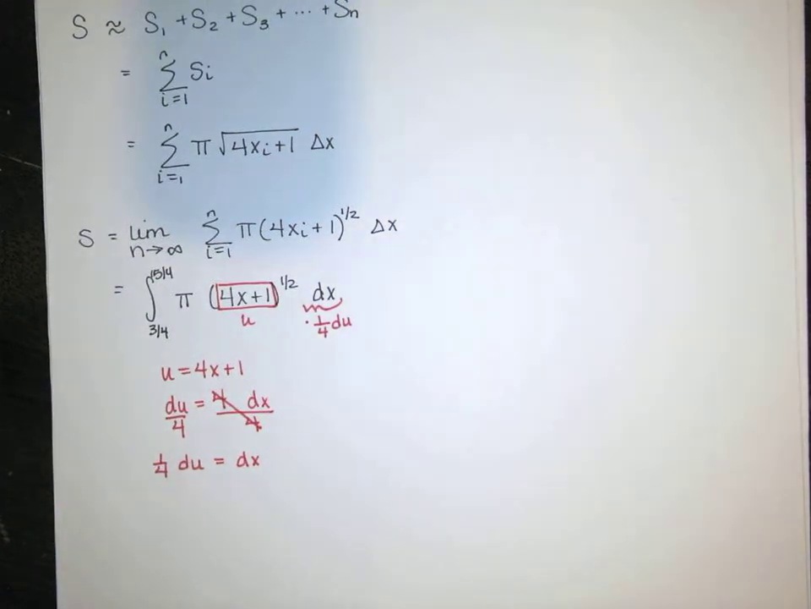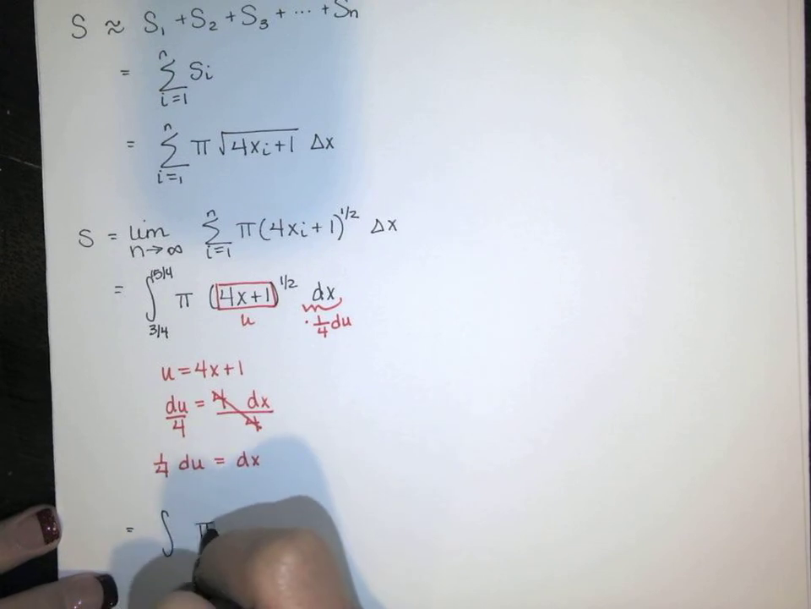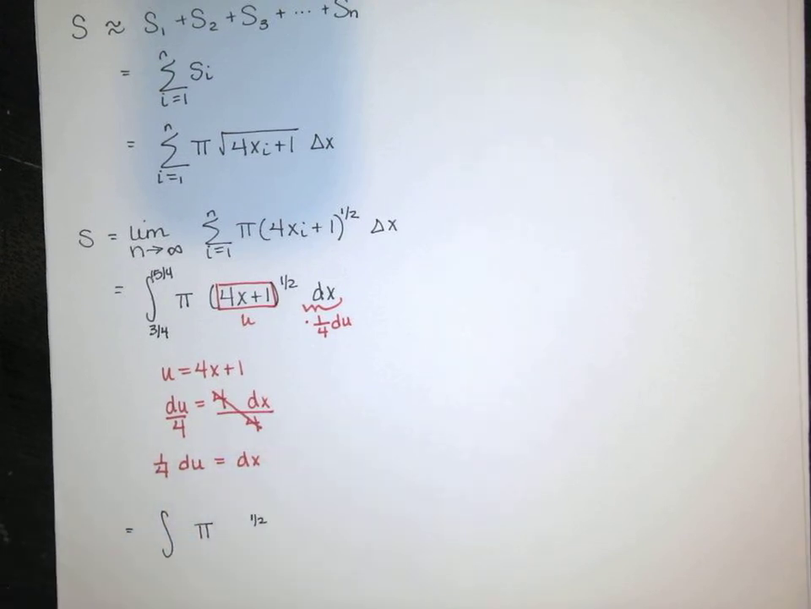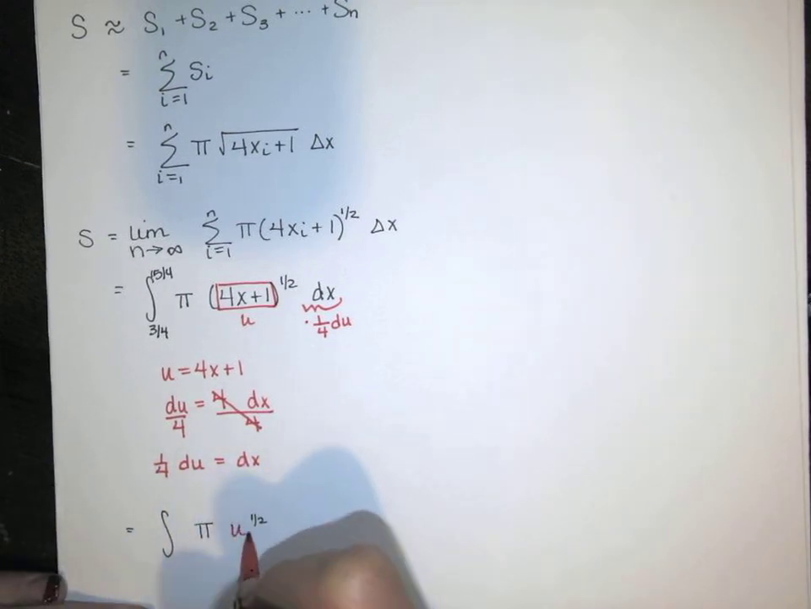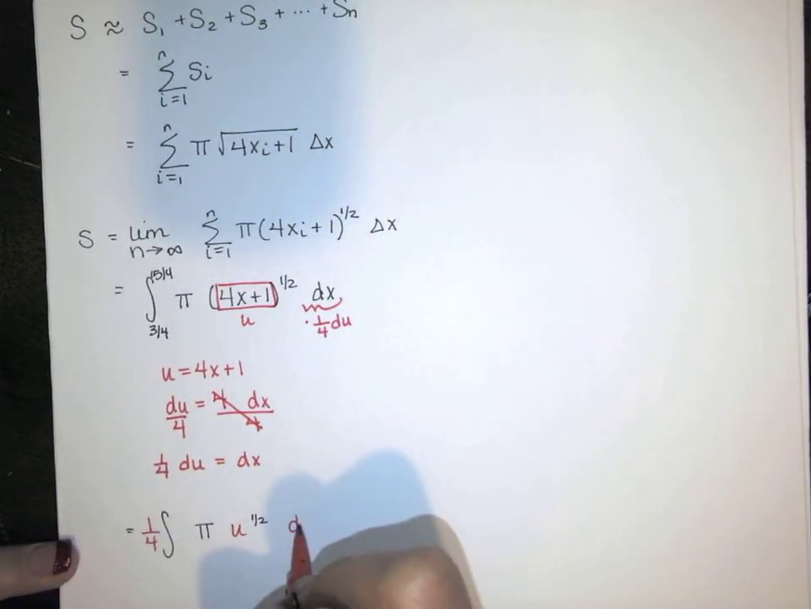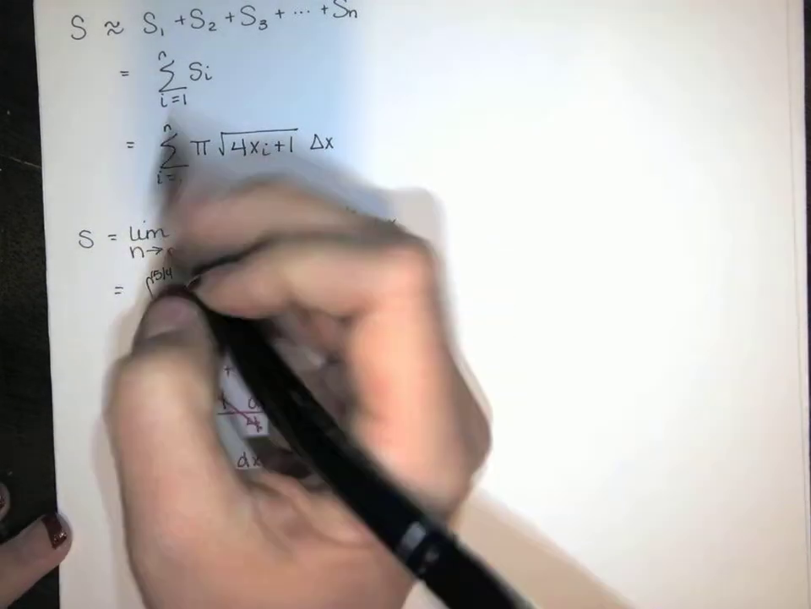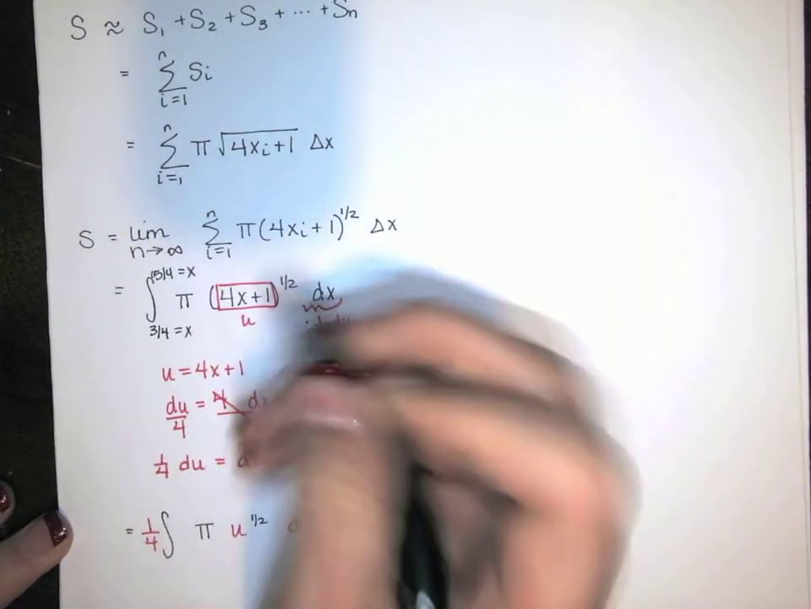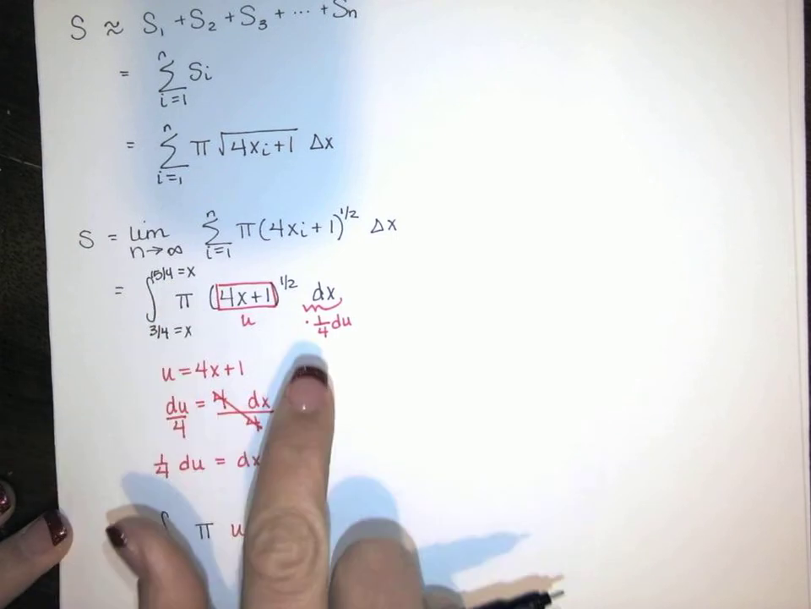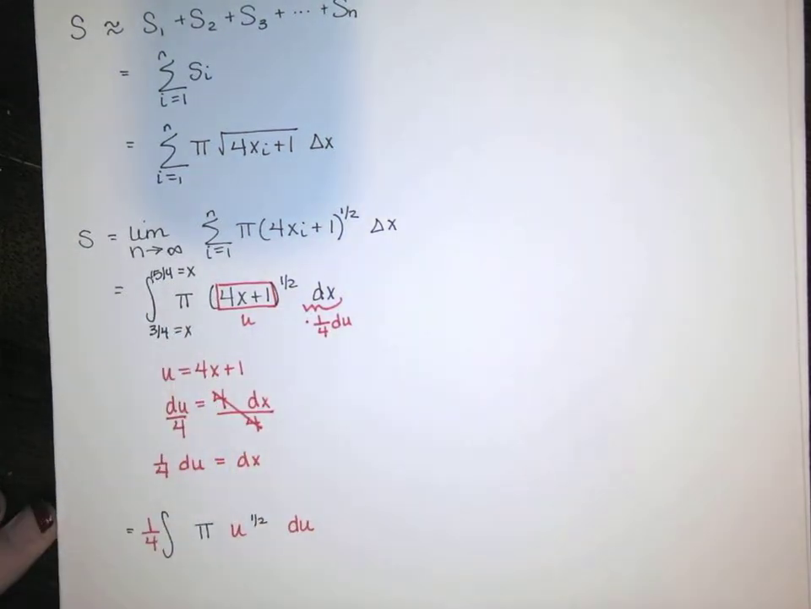Okay. Now I'm almost ready to write my integral entirely in terms of u. I'm not quite there yet. My integrand is pi times u to the 1/2. And that 1/4 du, I can bring that 1/4 out front. That's 1/4 over there and a du to the far right. But I need new bounds. These bounds are x values. This says start with x equals 15 over 4 and end at x equals 3 over 4. That's what you're supposed to do.